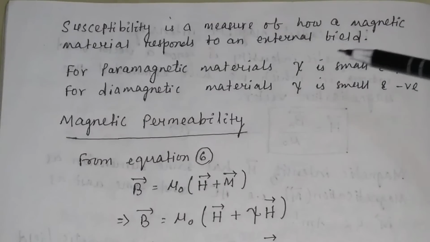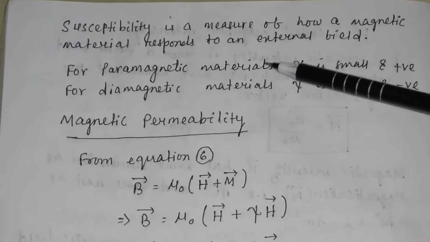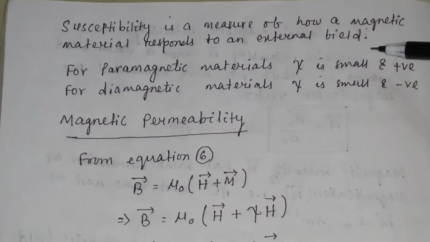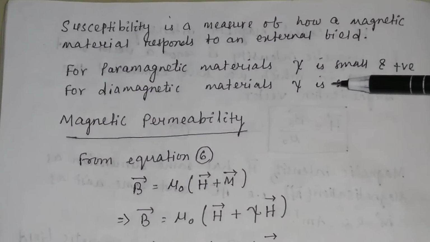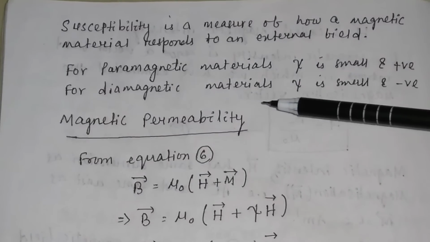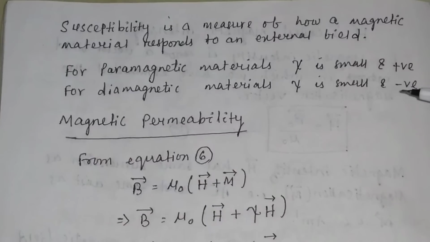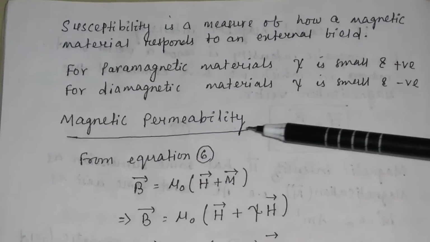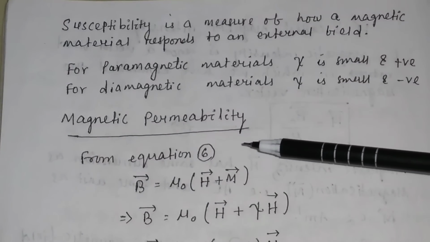Susceptibility is a measure of how a magnetic material responds to an external field. For paramagnetic material, Chi is small and positive. For diamagnetic materials, Chi is small and negative. Now let us discuss what is magnetic permeability.